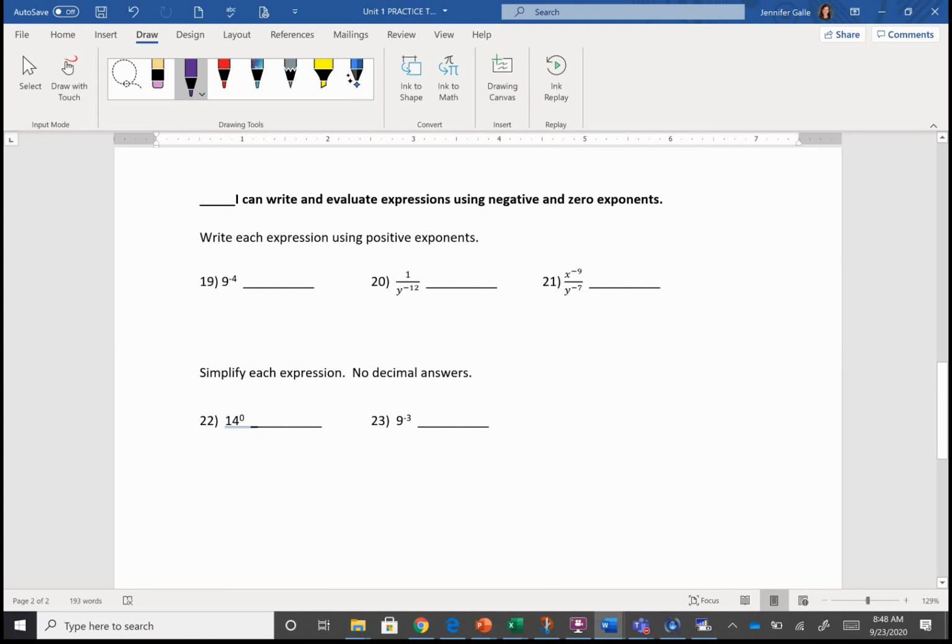Okay, so when it was negative in the top, you moved it to the bottom. So you had x to the negative 6, you just made it x to the 6. So y over 12 over 1. We got it. Just y to the 12. Perfect. Moved it up. Then for this one, just simplify with that.